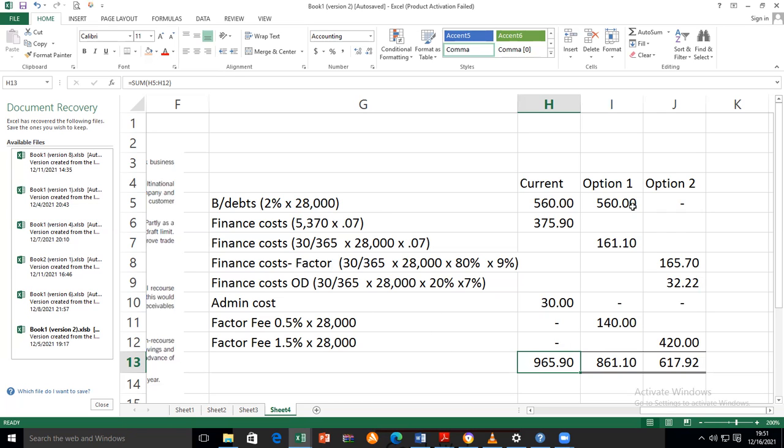So which one is the cheapest? So the option, the leases seem to be better, but the best is the option number 2. So option number 2 seems to be a much better arrangement, and mainly it's because the bad debts have disappeared. Although the factor fee is high, it's 420, because they're taking over the bad debt risk, but overall, it's a better deal. So the company is encouraged to consider engaging a factor, and between the 2 options, they must choose option number 2.